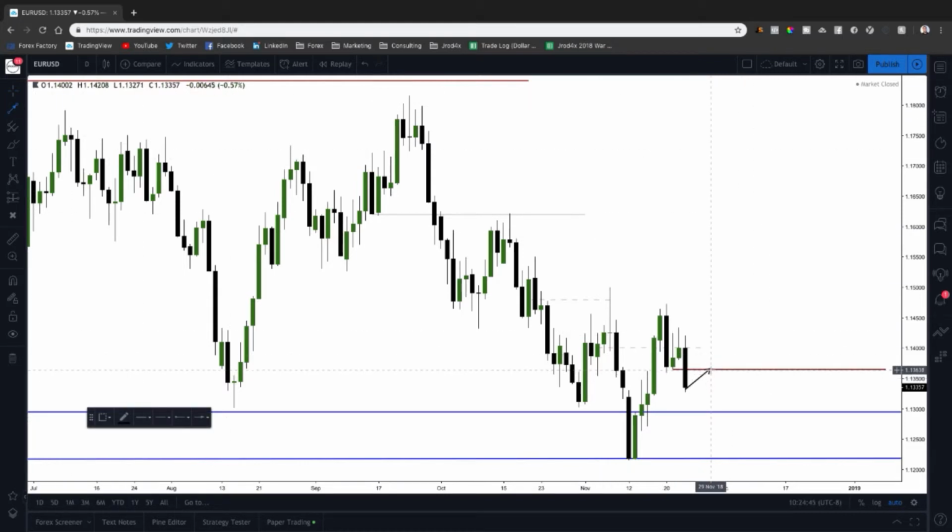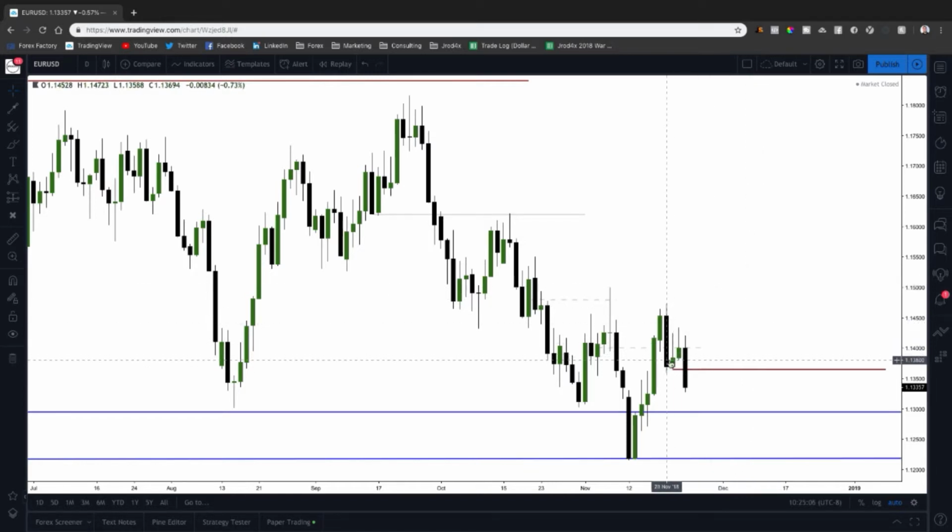For me, I'd like to see them push up into 1365, find some resistance there, and then start trading back down below 1.13 big figure and potentially 1.12 big figure. Okay? So that is basically what I'll be looking for on Euro Dollar.